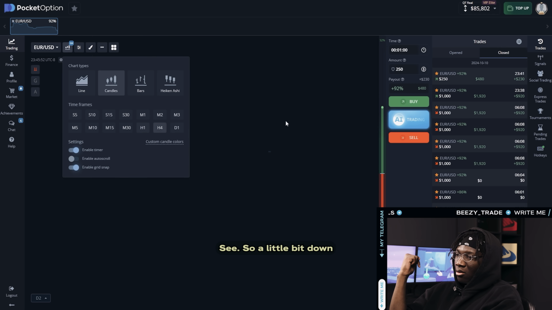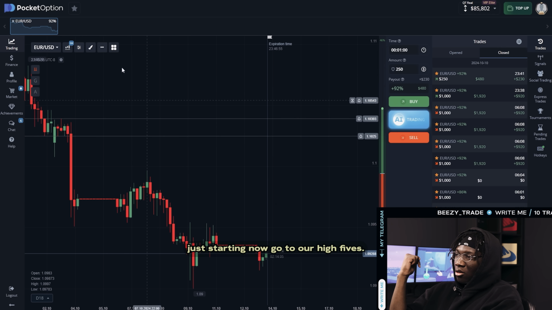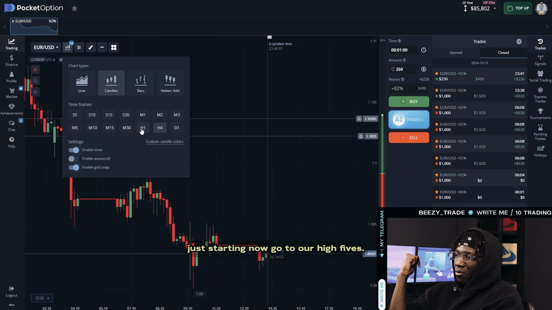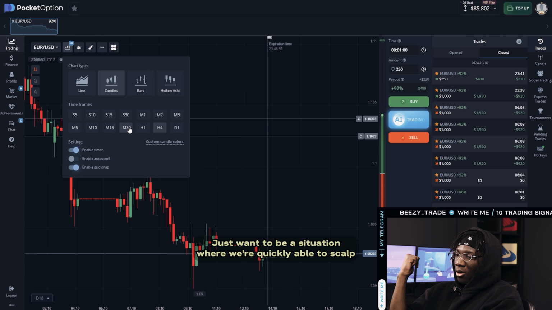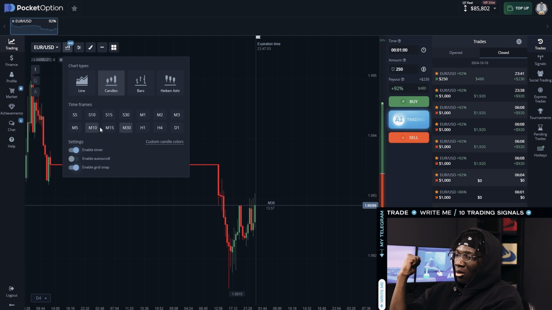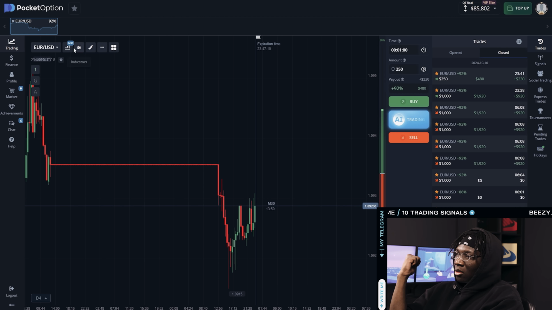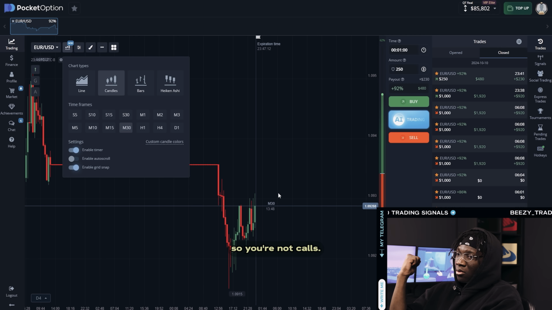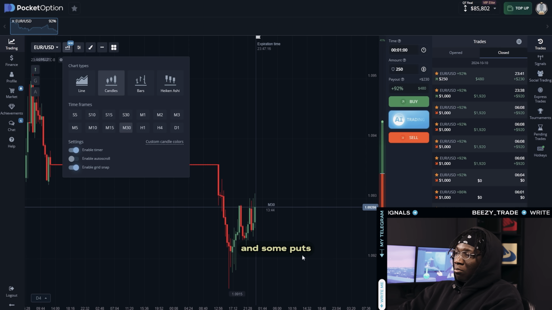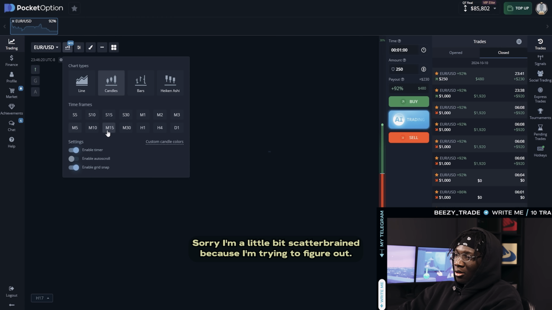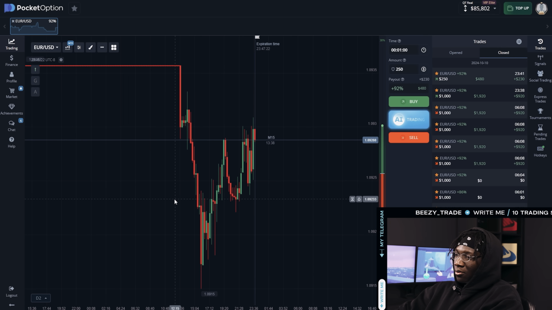See, it's a little bit down. It's just starting out. If we go to our higher time frames, this might be a situation where we're quickly able to scalp on some calls right here. Sorry, not calls. Selling some of this on some puts. I'm sorry, I'm a little bit scatterbrained because I'm trying to figure out.